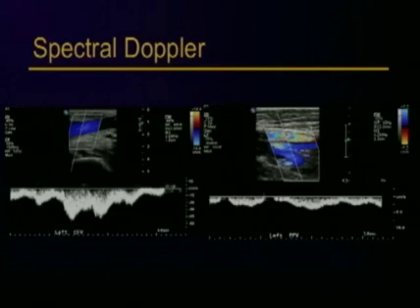Spectral Doppler can also be used to confirm flow or confirm the absence of thrombus. It's important to note that there may be some respiratory and cardiac variation within the waveform that is obtained, and this can vary from patient to patient.